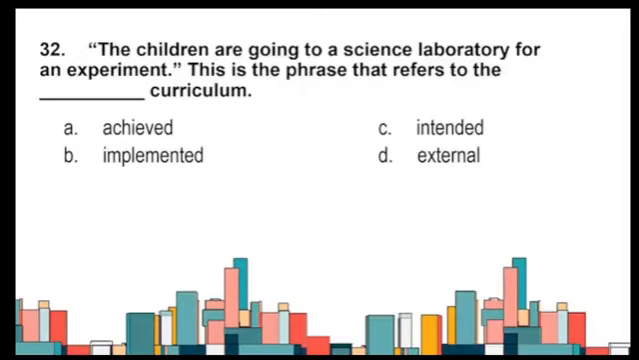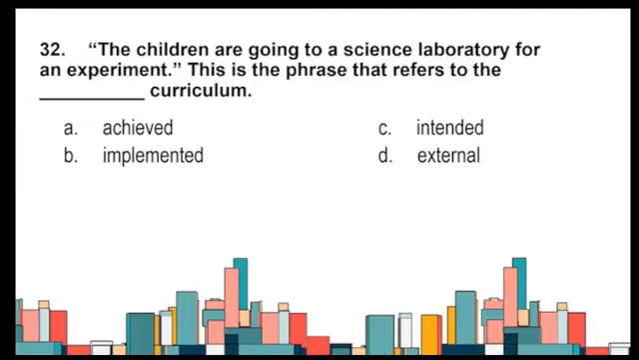Phrase that refers to the intended. Okay. Intended. Yes. Okay, so 32 is, yes, correct. That's letter B, implemented, no? The achieved curriculum talks about how many percent of the learners got it, while implemented is what kinds of activities were offered to the learners. And the intended is what are the learning measurements, the indicators that the children already grasp the lesson.